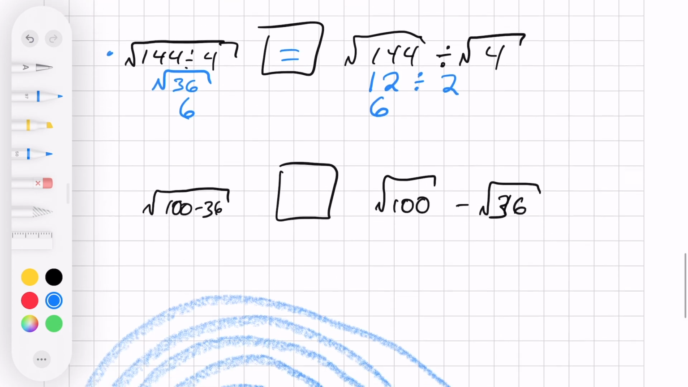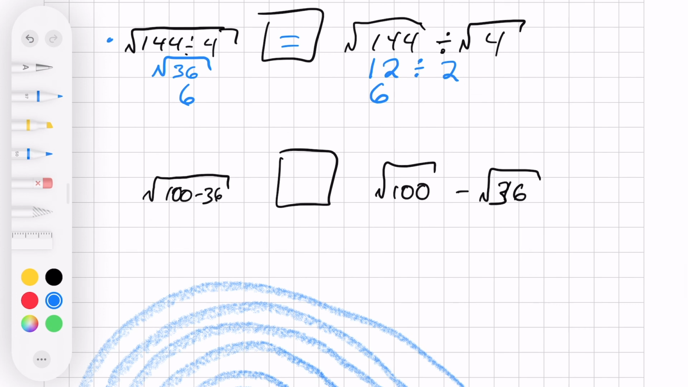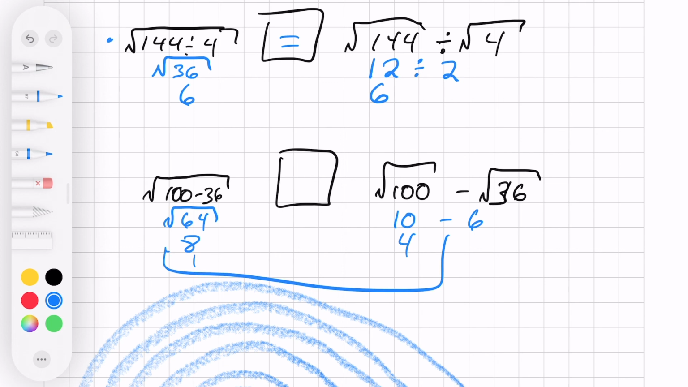So now let's check out the subtraction. So try this one on your own. So this is the square root of 64. This is 10 minus 6, which is 4. So notice those are different as well. Okay, so it would be 8 is greater than 4. Notice that the open part is facing to the left, so that means greater than.